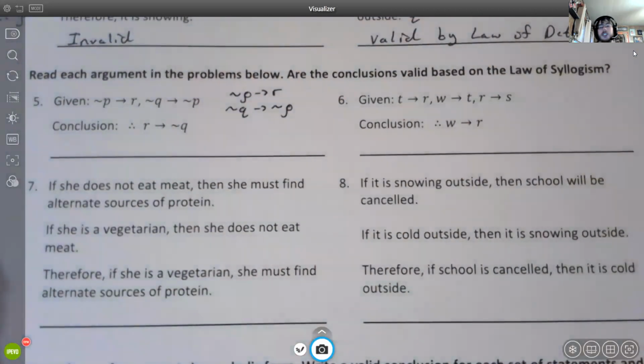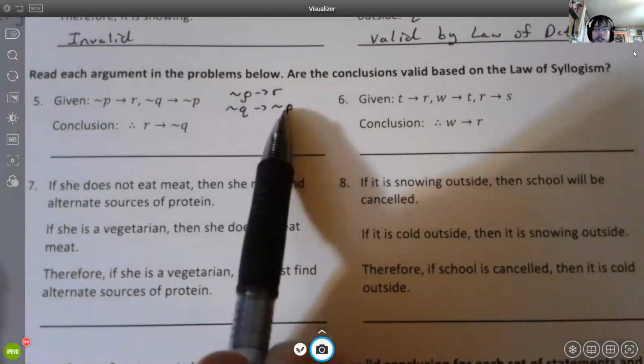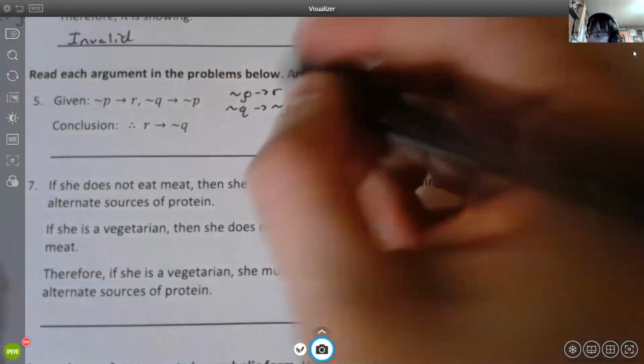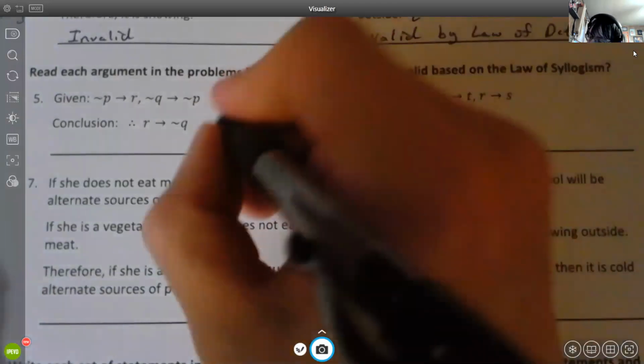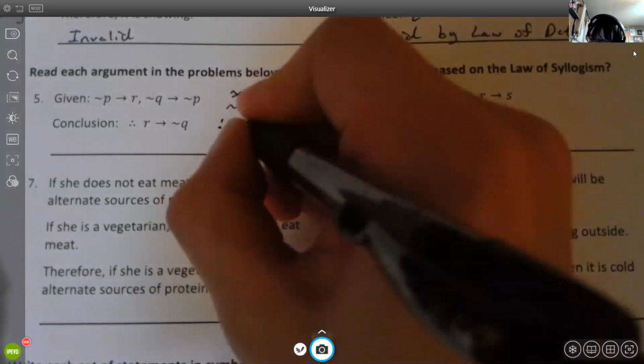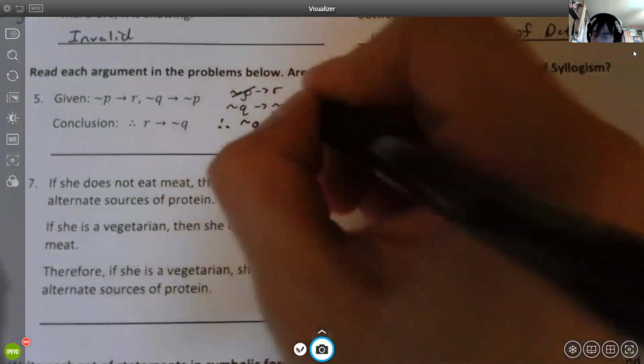The law of syllogism is based on 2 or more if-then statements, okay? And then what we need to do is see if our diagonals match in order to cancel out what we need to. So let's look here. Do our diagonals match? And the answer is yes, the diagonals do match. The diagonals for the not P match, so we can cancel those out. And this leaves us with whatever is left dropping down. So then this should be, therefore, not Q implies R.